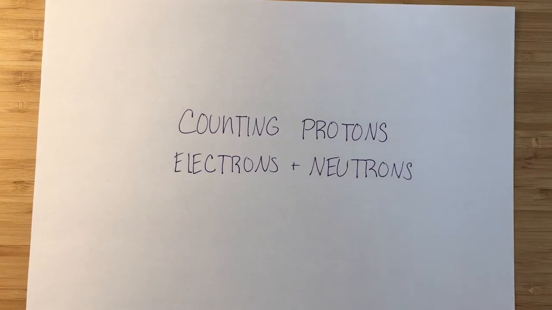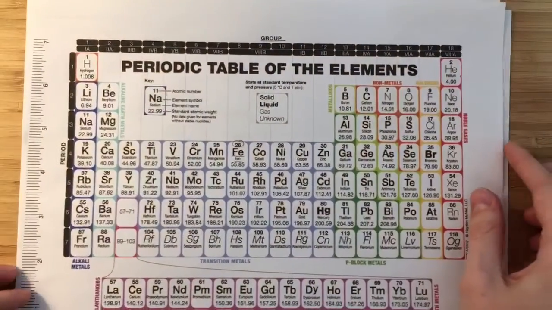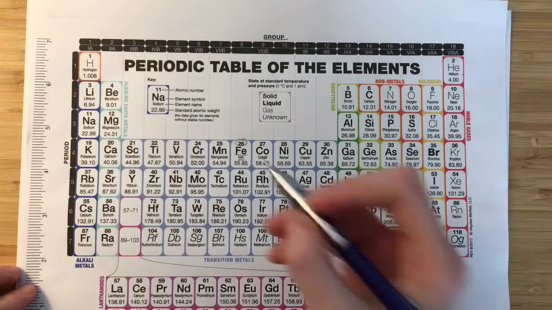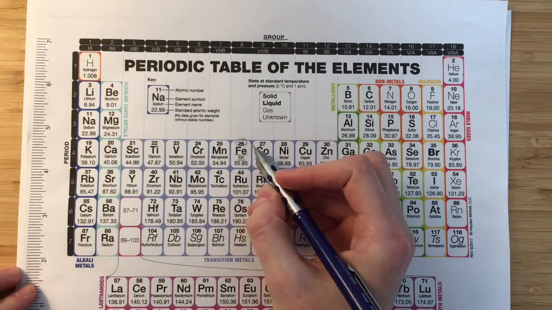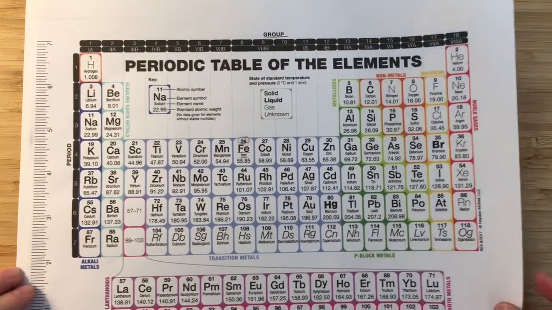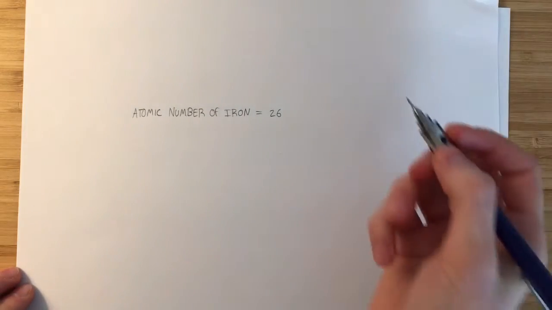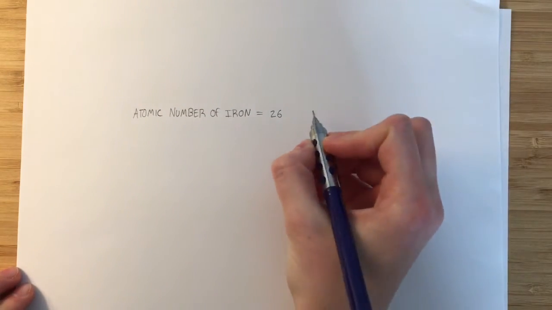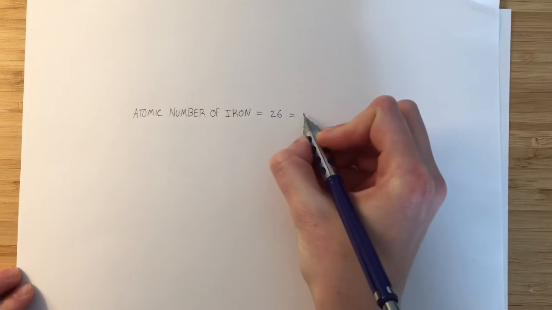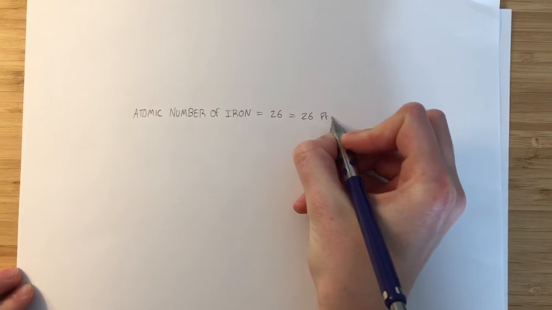Let's talk about counting protons, electrons, and neutrons. On the periodic table of elements, it gives us the atomic number. And as we learned in class, that is the amount of protons in the element. So since the atomic number of iron is 26, that means it has 26 protons.